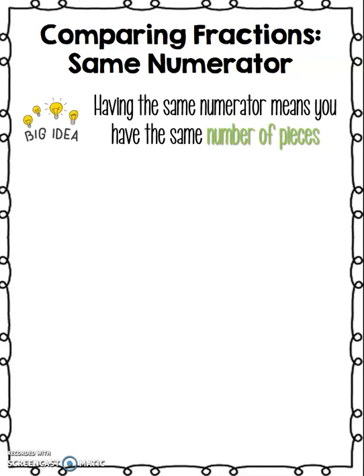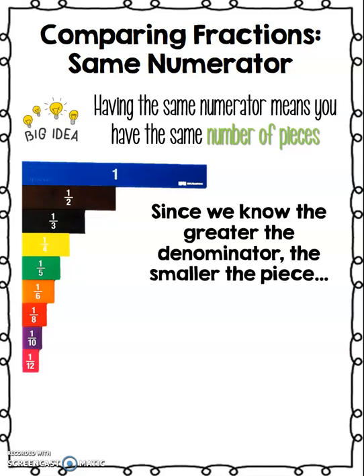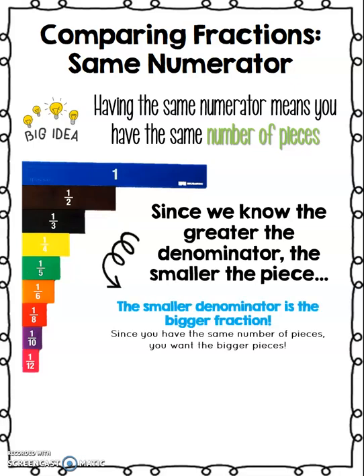numerator. Having the same numerator means we have the same number of pieces. So now the size of the pieces might be different, but we know that the greater the denominator, the smaller the piece. So that can help us figure out that the smaller denominator is the bigger fraction. So since the numerator is the same, that means we have the same number of pieces. In order to be bigger, we want the bigger slices.